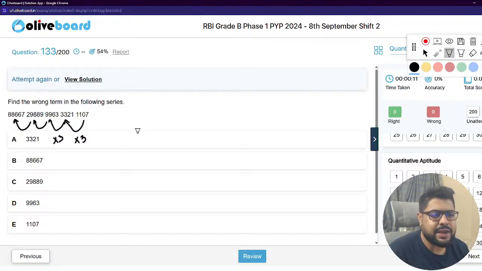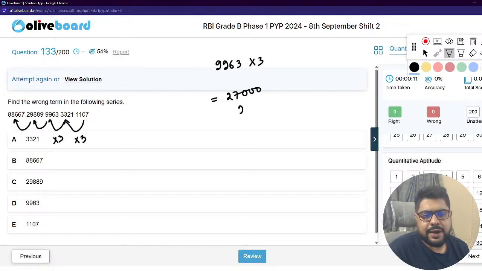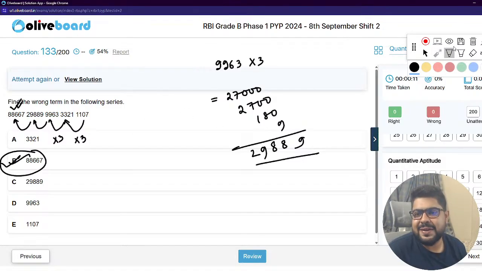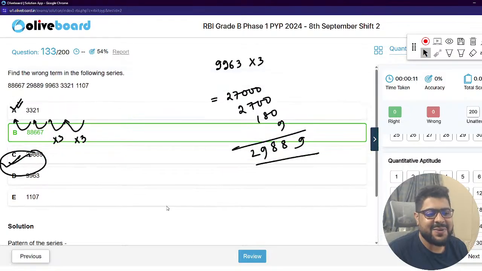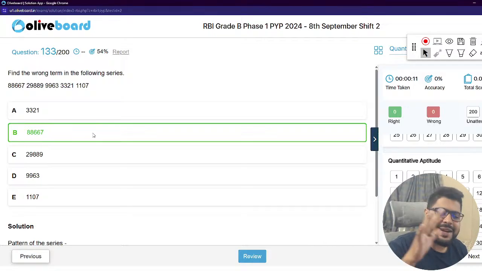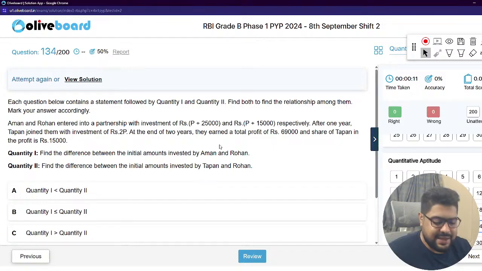Just check by multiplying by 3, sir, whether it comes or not. Sir, 9963 into 3. So 9 threes are 27,000. 900 is 2700. 63 threes are, sir, 189. This is 9. 98829. 29889. So this must be the wrong number. 88667. Because all the other numbers are correct. I'm not calculating. Let's take a leap of faith. It's correct, sir. Because all the other numbers are correct, something must be wrong. Perfect, sir. Chalo.